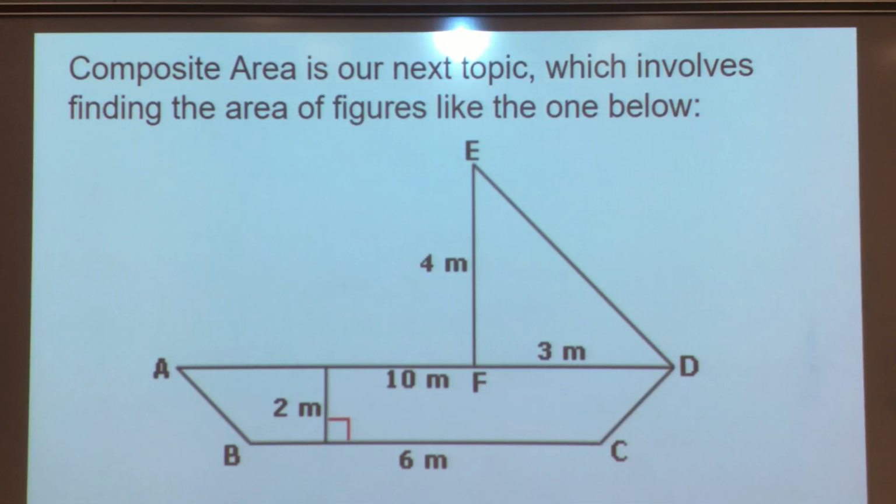So I told you we're starting simple today. We're starting with just the area of common shapes, but we're going to move to composite area. Composite area is our next topic, which involves finding the area of figures like the one below. Now, when you understand how to find the area of basic shapes, then you can look at this figure and mentally break it down into shapes that you know and recognize, find the area of those shapes separately, add them all together, and you found the area of that whole figure. So we're not going to do that today, but that's what we're moving to. So today we're going to start simple.